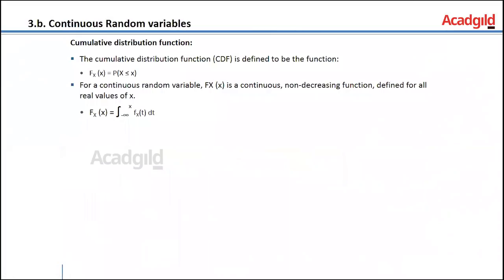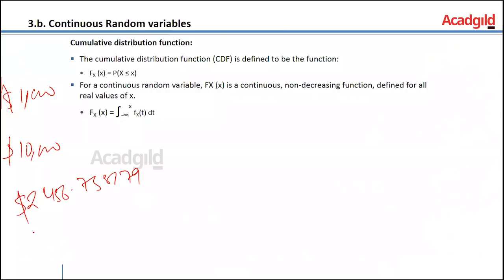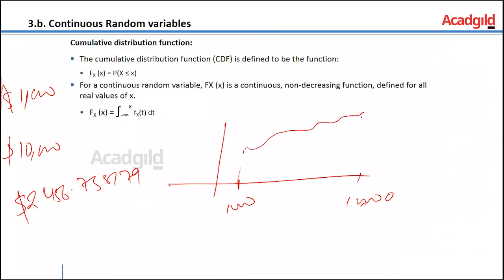Now, an insurance claim can be any amount. It can go into decimals as well. So let's say it's a continuous random variable, and the insurance claim for a particular insurance company for every individual varies from $1,000 to $10,000, and it can be in cents as well. It can be $2456.738179. Okay, and say the graph for that looks like this. It starts from $1,000 and it goes on till $10,000, and it looks something like this.